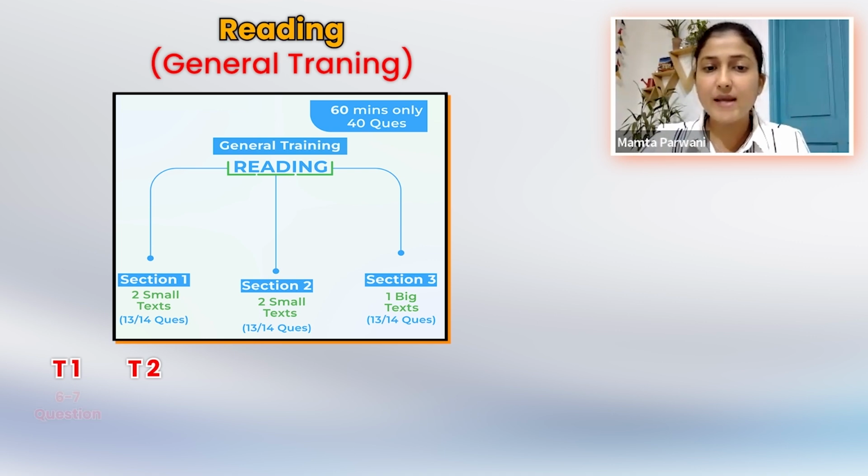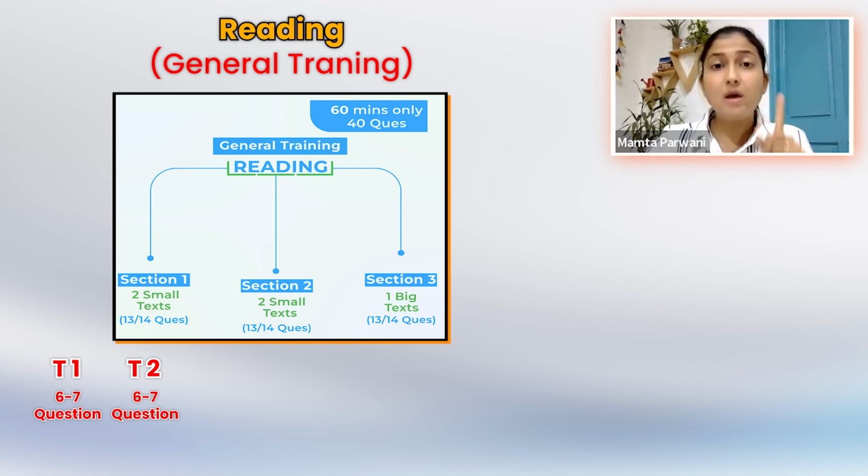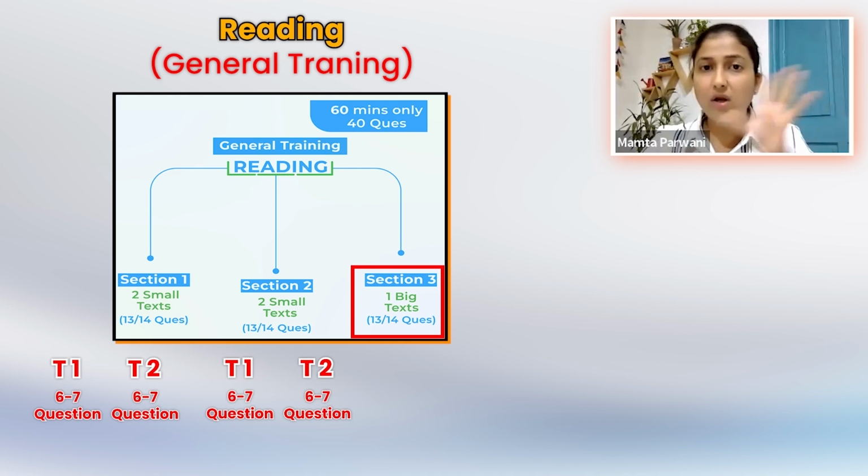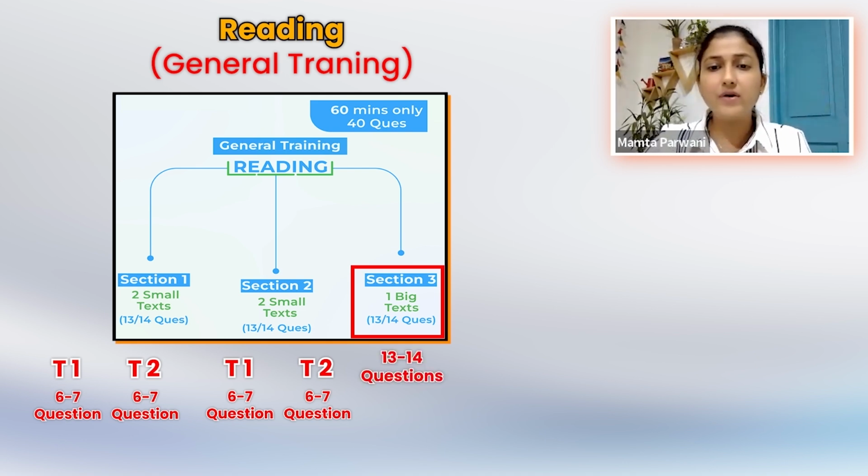Let's say text 1 has around 6 to 7 questions. Text 2 will also have around 6 to 7 questions. But the total should be 13 or 14. Same logic is for section 2, where there are 2 texts, text 1 and text 2. Questions are roughly 6 to 7 per text, correct? So that the total comes to either 13 or 14. And then for section 3, which is one long passage, there would be total 13 or 14 questions. The overall total of all 3 sections has to be 40 questions again. Same logic we have seen for academic as well.